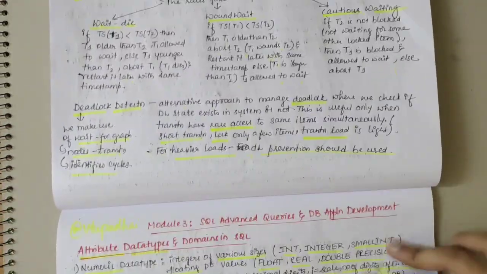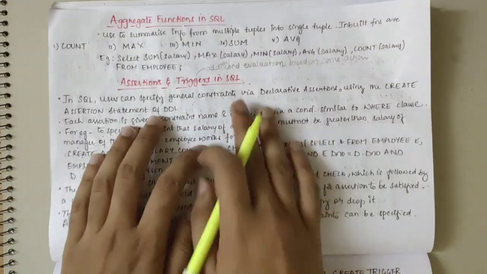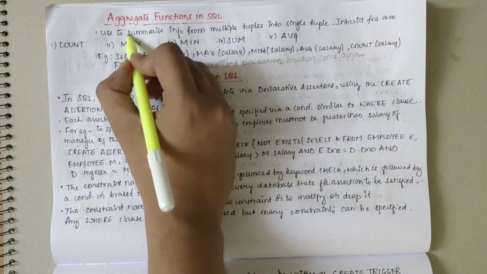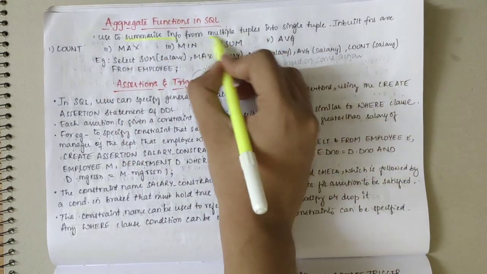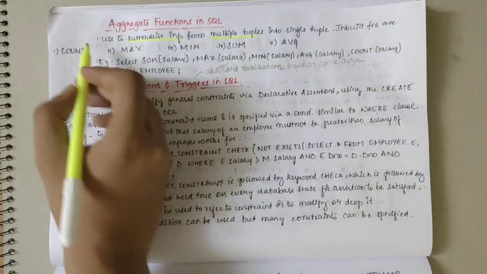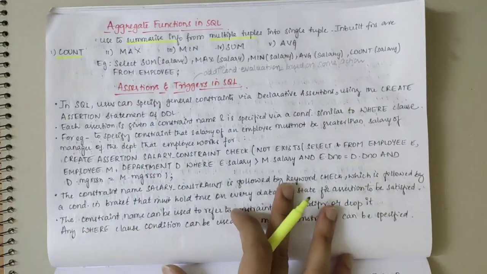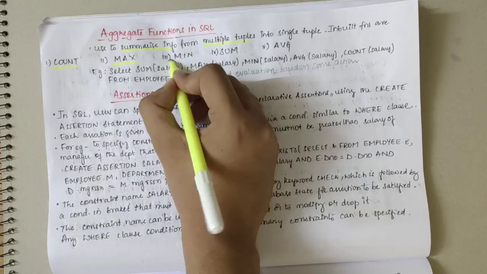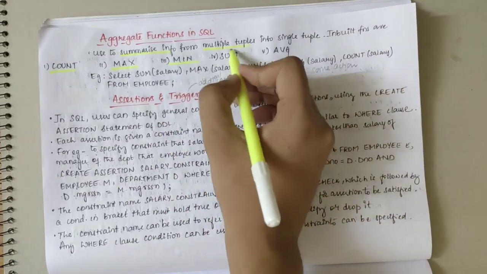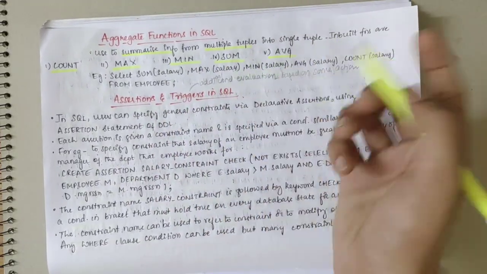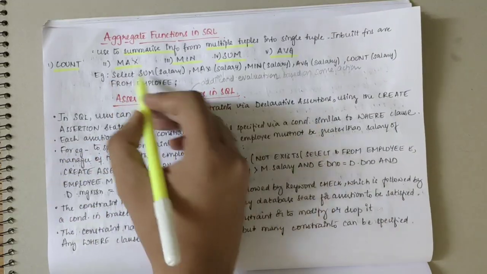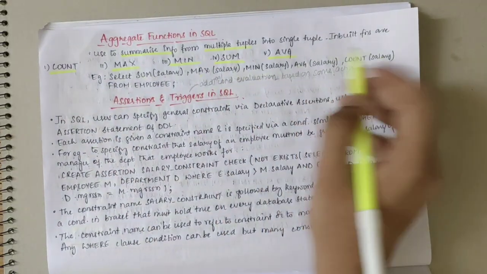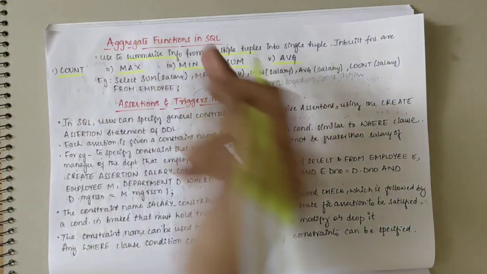Let's move on to the next topic, that is aggregate functions. There are 5 aggregate functions. They are used to summarize information from multiple tuples into a single tuple. The functions are count, which is used to know the entire count, then max, the maximum value in the given tuple, then minimum, then sum, and then average. A common example would be: select sum of salary, maximum of salary, minimum of salary, average of salary, and count of salary from employee. So this is about aggregate functions.